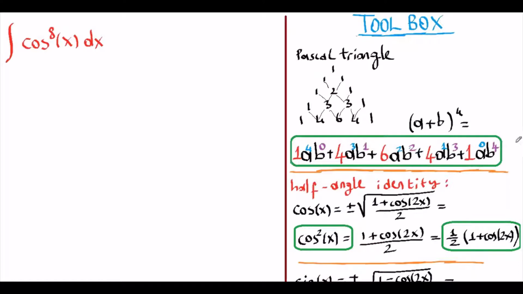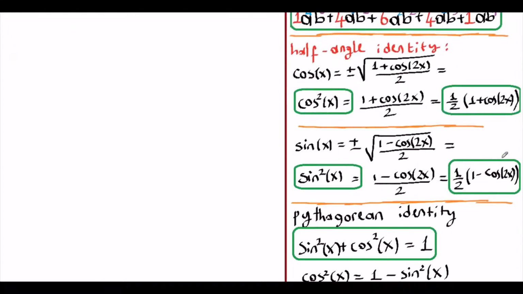The next tool we're going to be needing will be the half angle identity. The half angle identity for cosine is the square root of (1 plus cosine of 2x) over 2, and if you square both sides you obtain cosine squared of x is equal to (1 plus cosine of 2x) over 2. And you can pull out 1/2, so you obtain 1/2 times (1 plus cosine of 2x). So this is the nicest form of the half angle identity you can use.